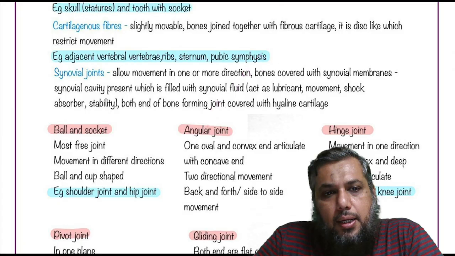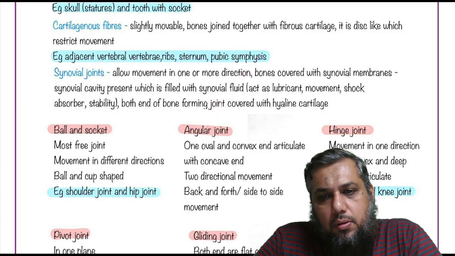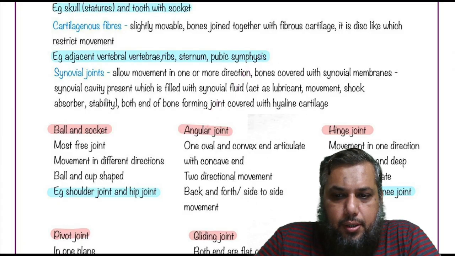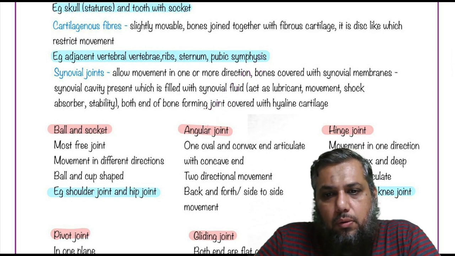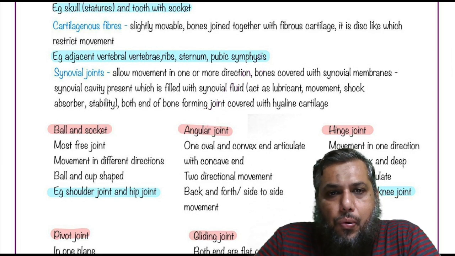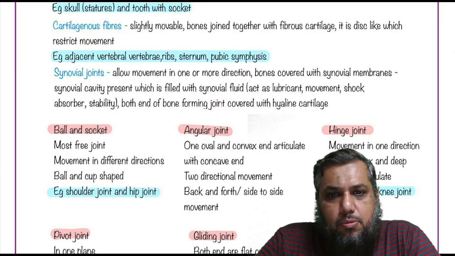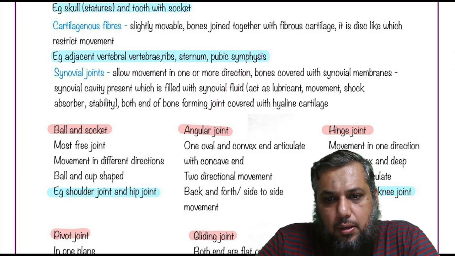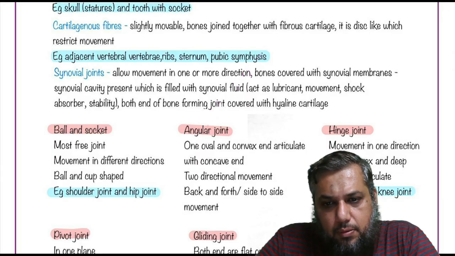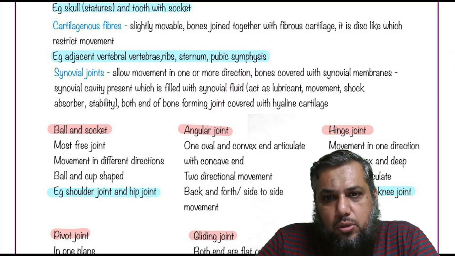The most freely movable joints are the synovial joints. They can allow movement in more than one direction or sometimes only in one direction. These joints show the presence of a synovial membrane which secretes the synovial fluid, which acts as a lubricant and a shock absorber.